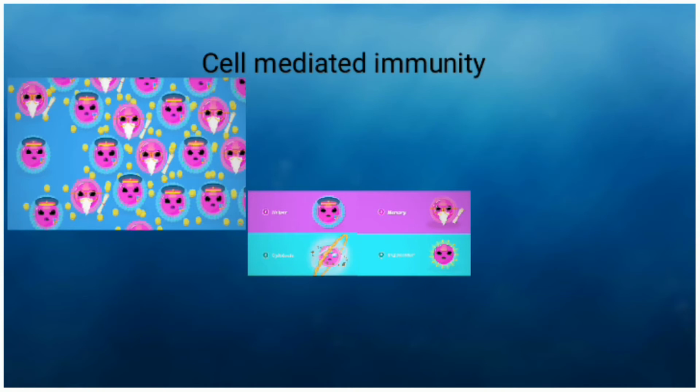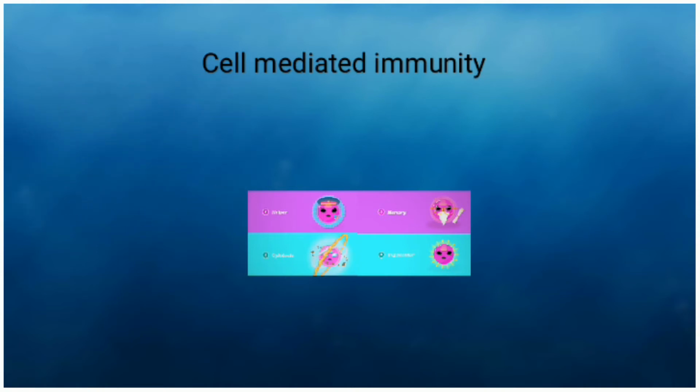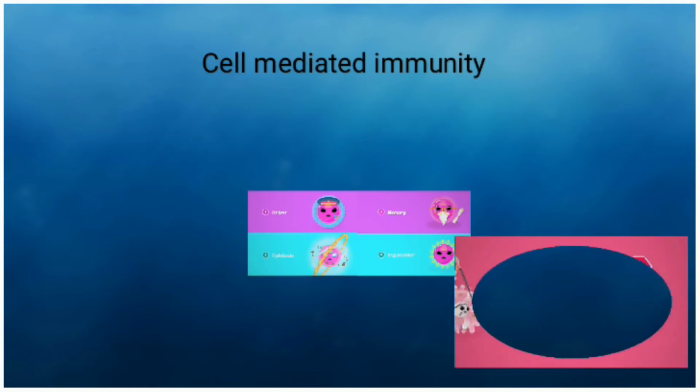also release cytokines. Another function of cytokines is to activate cytotoxic T cells so they can start to hunt. When a cytotoxic T cell finds an infected cell, it will release a chemical that leads the cell to undergo apoptosis, just like natural killer cells.